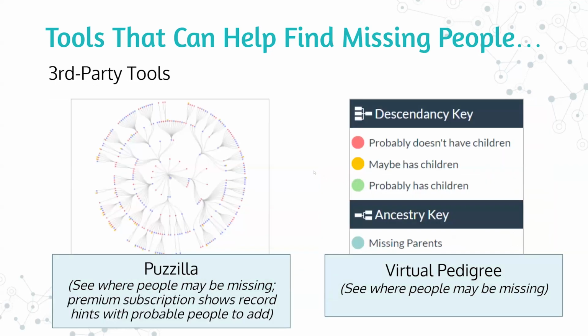There are also some great third-party tools. I'm not going to give the URLs right here, but I will later on, or you can Google them. They're not hard to find. But one wonderful third-party tool is Pilla. The other is Virtual Pedigree, and they both use data from FamilySearch Family Tree. So it's not a separate tree. They're actually displaying the information from Family Tree.